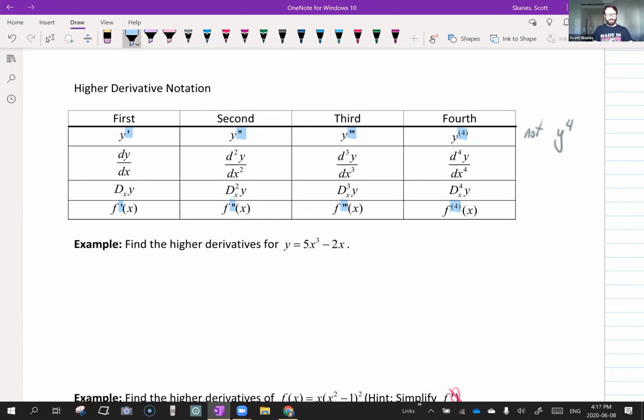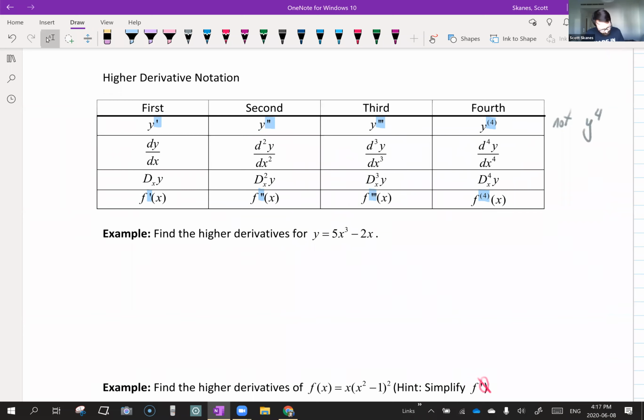So let's actually do a bit of practice. And you can see that these aren't as scary as they might sound. Okay? So first of all, find the higher derivatives for this function. And my tip to you is keep doing it until we get 0.